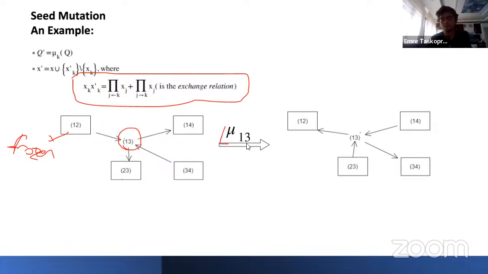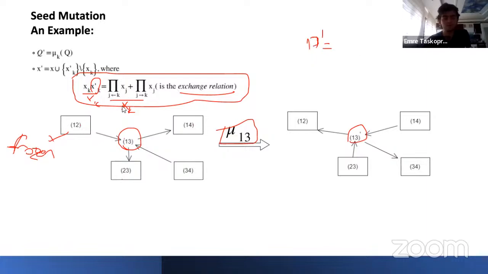And if we mutate x13, we get x13 prime. But what is x13 prime? It intrigues us, what is x13 prime? If you want to find x13 prime, we can use these coordinates. Let's follow the property of our exchange relation. First, if we want to find xk prime, we divide both sides by xk. Then we follow the procedure.